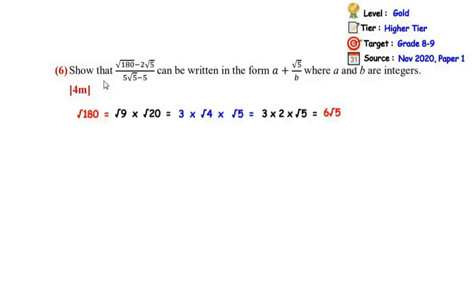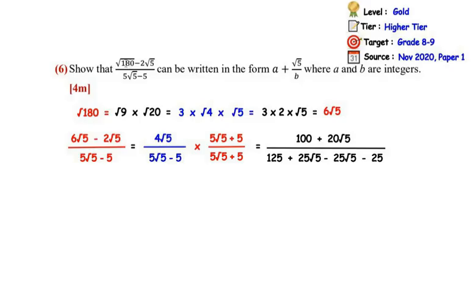So let us begin by writing 180 as a product of perfect square and a non-square number. So we can write square root of 180 as square root of 9 times square root of 20. Now square root of 9 is 3. Now square root of 20, we can write it as square root of 4 times square root of 5. Now again square root of 4 is a perfect square number. So we get 3 times 2 times square root of 5. So we get the simplified value of square root of 180 as 6 root 5.